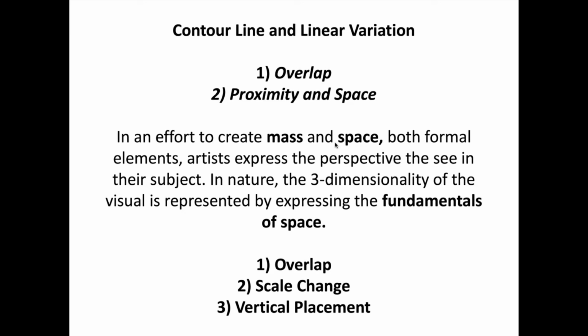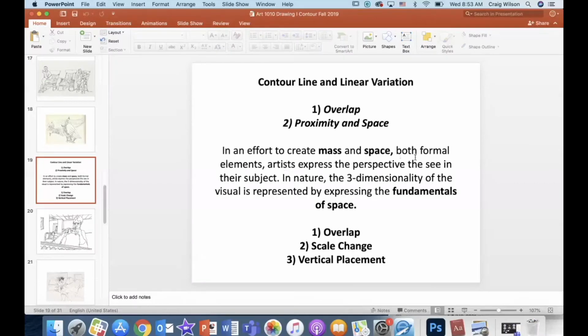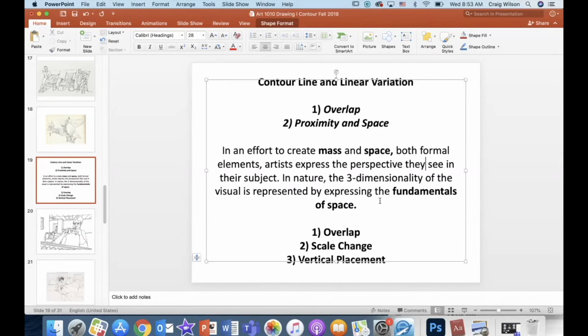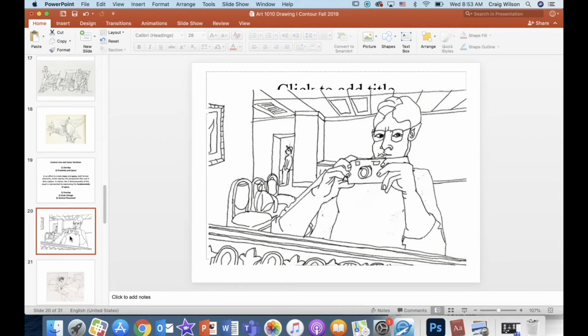Artists express the perspective they see in their subject. Hold on, I see a mistake here. Sorry. In nature, the three-dimensionality of a visual is represented by expressing the fundamentals of space. And the fundamentals of space are overlap, scale change, and vertical placement. So when we're dealing, for instance, with a drawing like this, we've got overlap, we've got scale change, and we've got vertical placement.